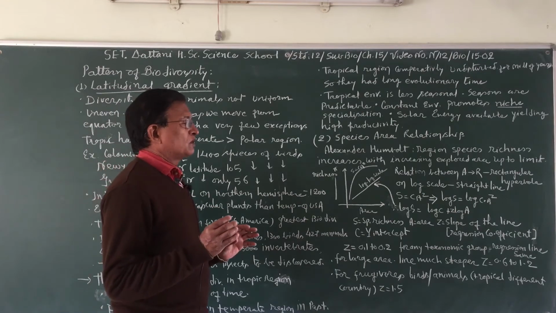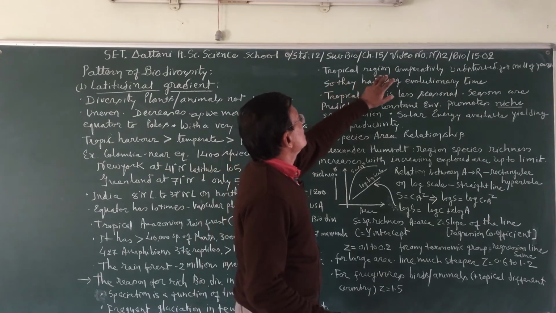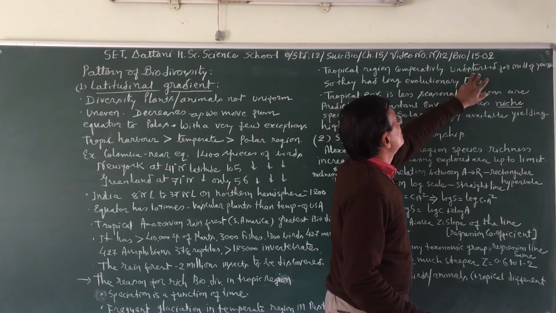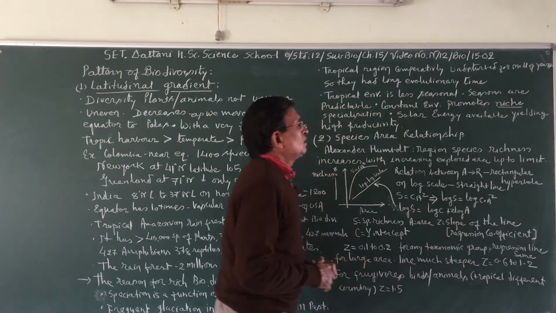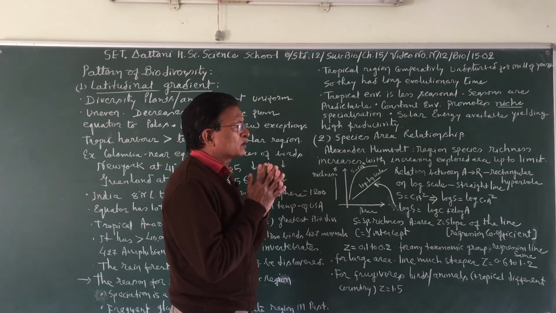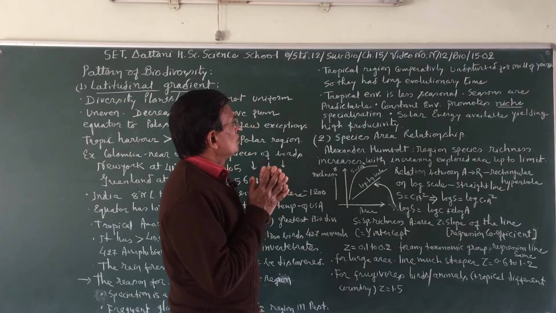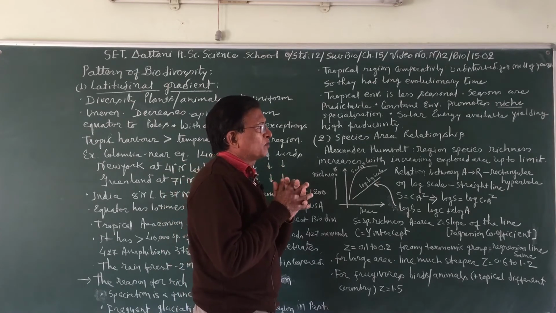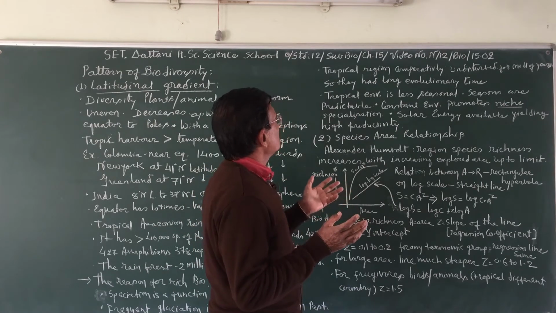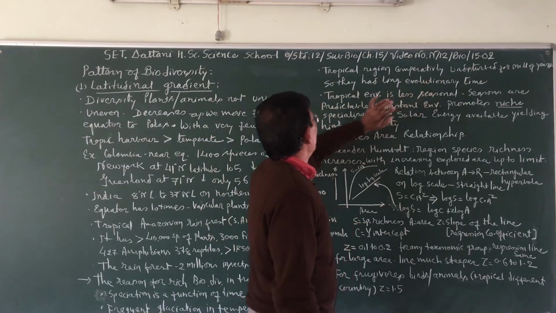So the evolution rate will be much lower. So the tropical region remained comparatively undisturbed for millions of years. So far as the tropical region is concerned, there is no strong glacier storm. So almost the weather and the atmosphere was suitable for the different types of animals and plants to have evolution. So they had a long evolution time.